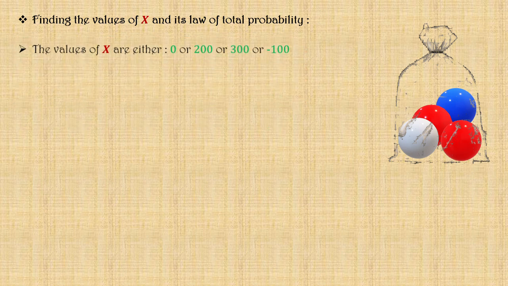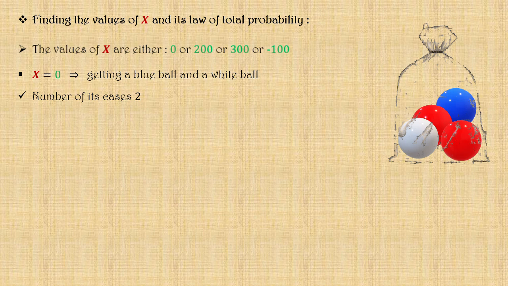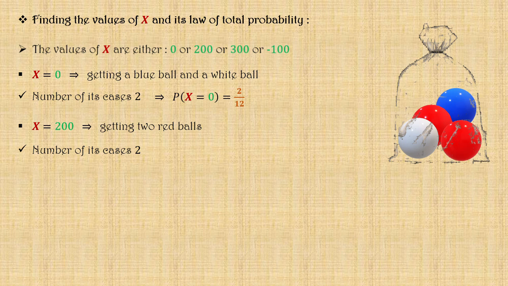Now for the first value for capital X, which is 0, that matches getting a blue ball and a white ball, the number of its possible cases is 2, as we may get our blue and white ball either in the first or the second pick. Hence, the probability for capital X equals 0 equals 2 over 12. After this, for the second value for capital X, which is 200, and that matches getting 2 red balls, the number of its cases equals 2, as we may get either the first or the second red ball in our first and second pick. So the probability for capital X equals 200 equals 2 over 12.